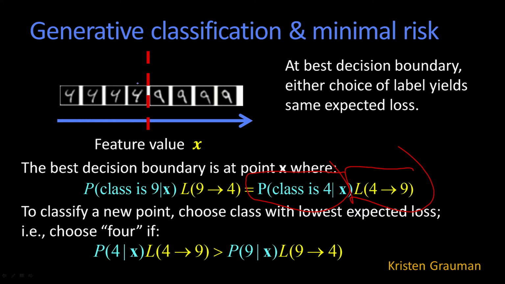And so that's what's being shown here. Here are all my real 4s, so I'm pretty sure that they're 4s, so I'm going to call them 4s. But as I'm getting over to the other side, it might be a 9. Here are all my 9s. And as I'm getting closer over here, it might be a 4. And this boundary in the middle, that's where the risk is the same.